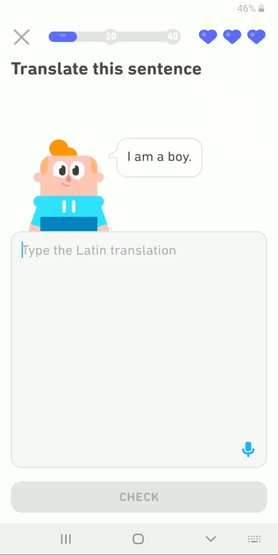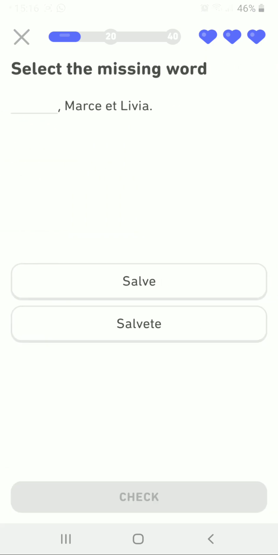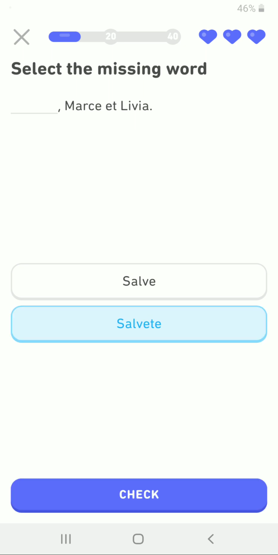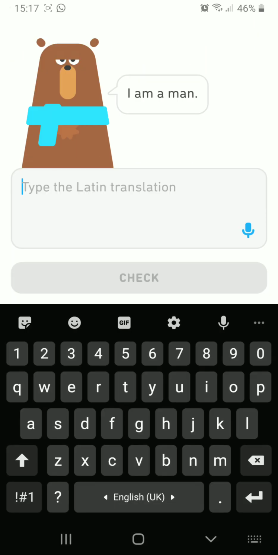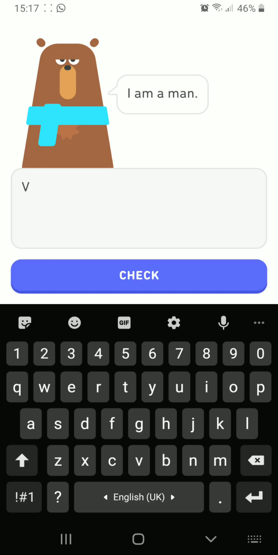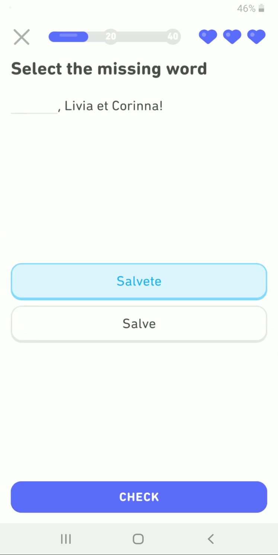And I am a boy, so we saw that ego means I, ego sum puer. And here, Marche et Livia. So two, we salvete, that's how we say hello. I am a man, also not difficult. We can just write like this, vir sum. It should be fine. And salvete Livia et Corina.